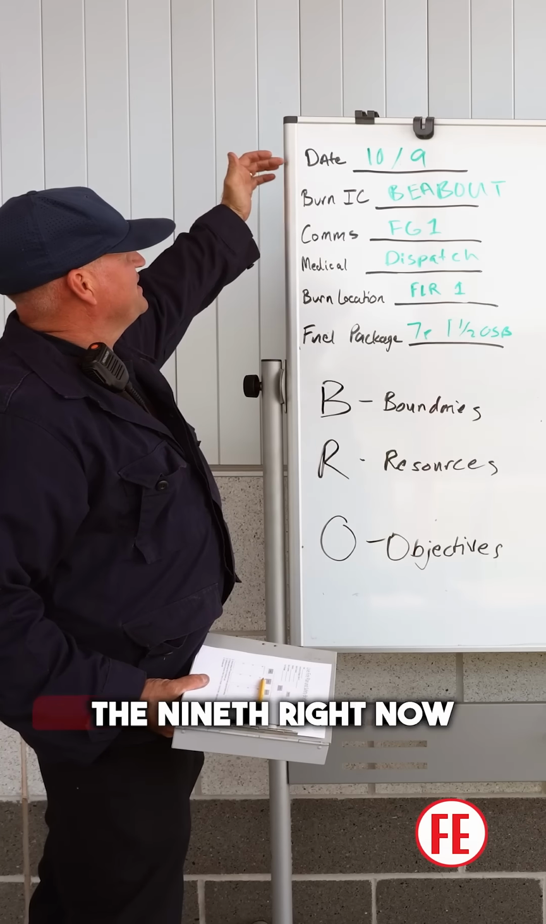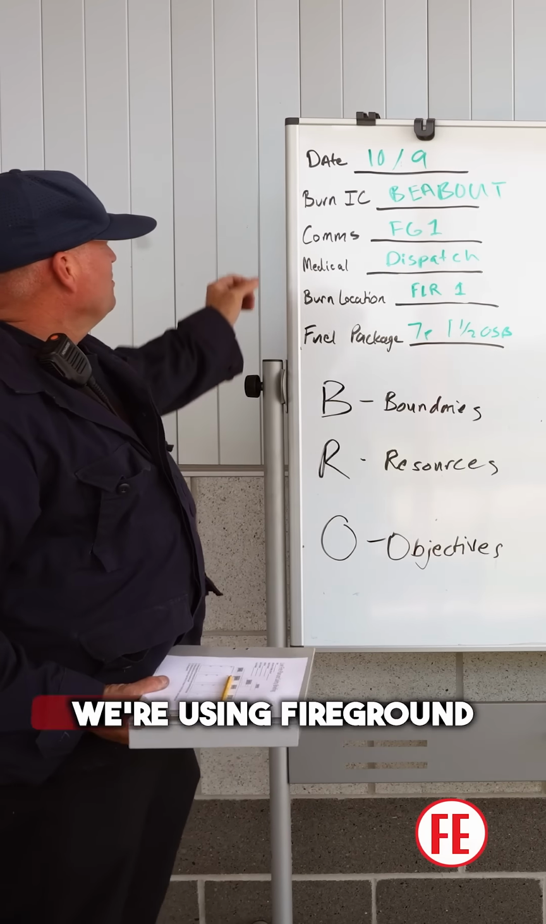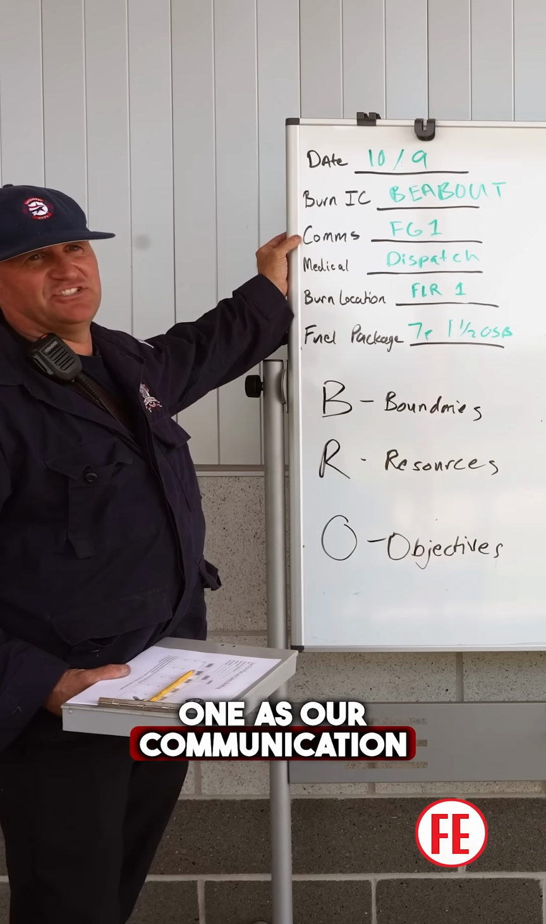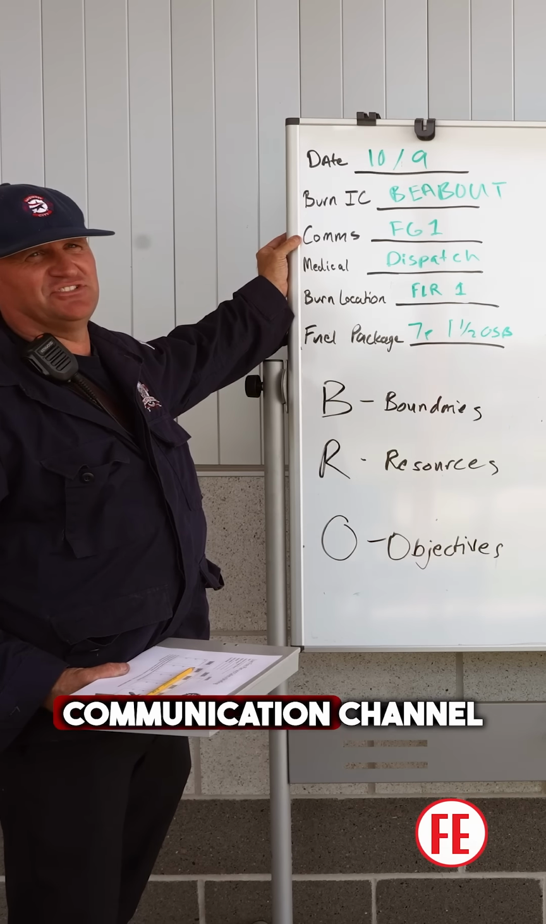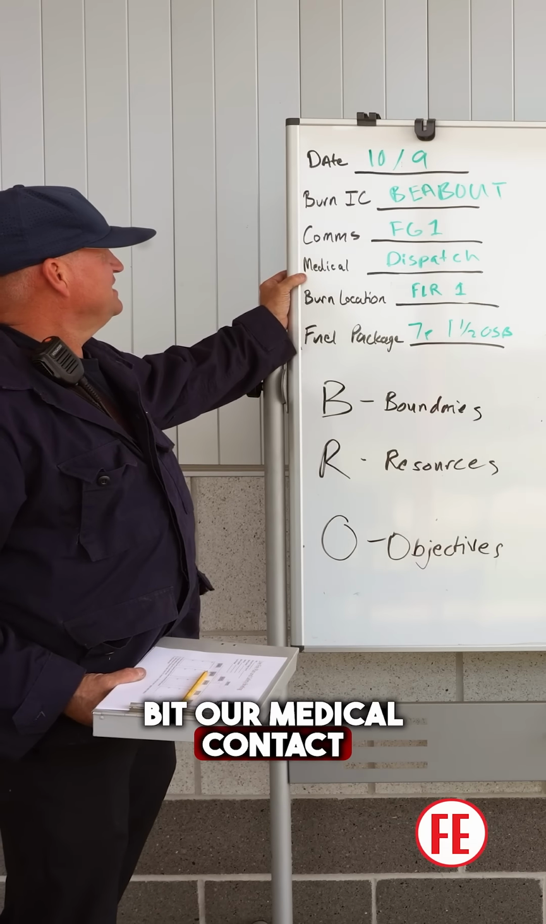So as you can see, we have the layout, just the details of the event. Today we're burning on the 9th. Right now, Chief Be About is the burn IC out there. We're using Fireground 1 as our communication channel. We want to make sure everybody's on that communication channel, and we'll cover the communication plan here in a little bit. Our medical contact is dispatch.